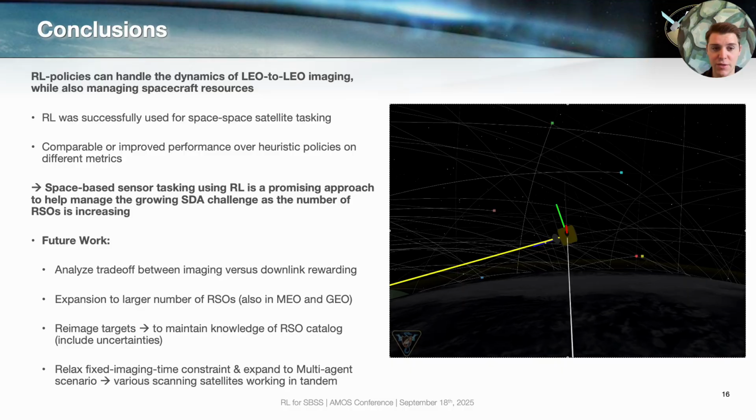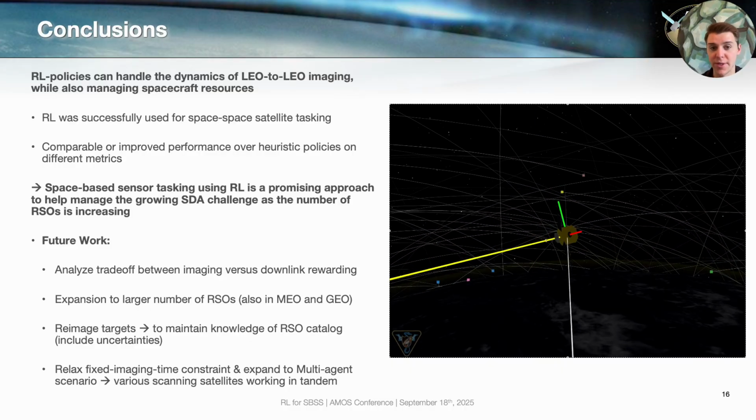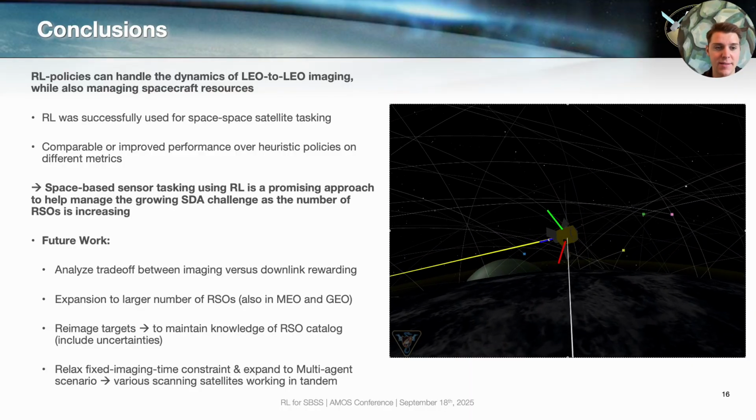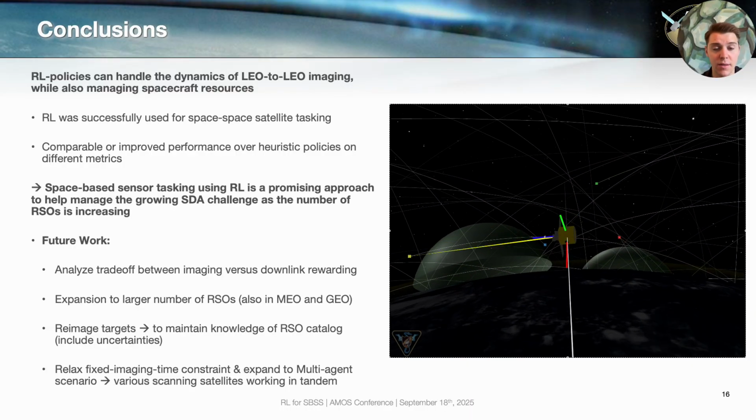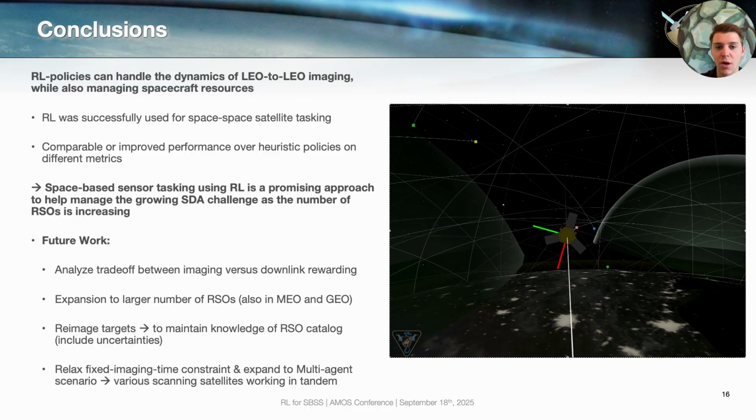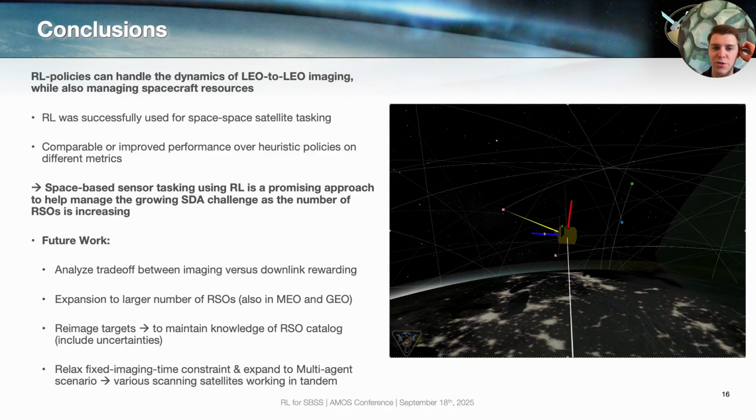Also, later we want to expand this to multi-agent reinforcement learning and have a collaboration between various scanning satellites in order to maintain a RSO catalog, and do that without having fixed imaging time durations, but really only slew as much as you need and then switch to the next target.